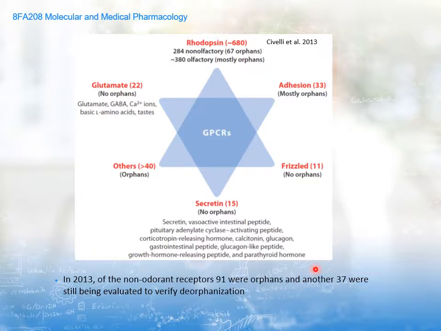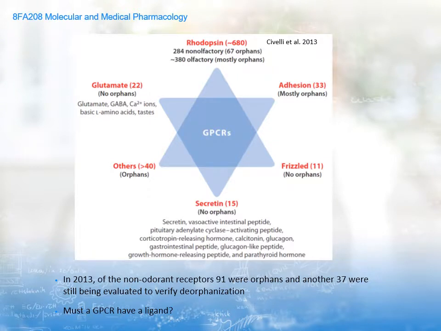Of course, the orphan GPCRs varied between the different families. Here you have up to 6 families, some of which I presented and some I did not. In parentheses, you have the number of orphan receptors; in some families you don't have any orphans, and in some you have mostly orphan receptors. The rhodopsin family is the largest one, of course, because you have the olfactory receptors, most of which are orphans, but out of the 284 non-olfactory, 67 are still orphans. So there are many receptors waiting to be deorphanized, if that is at all possible.